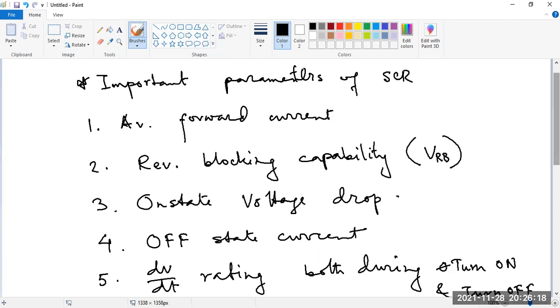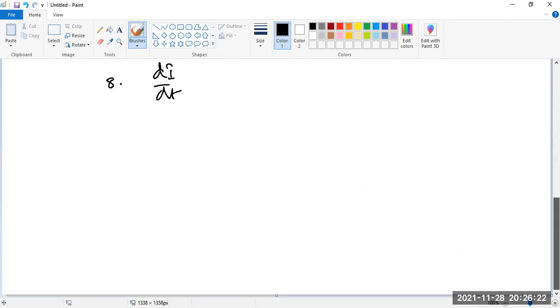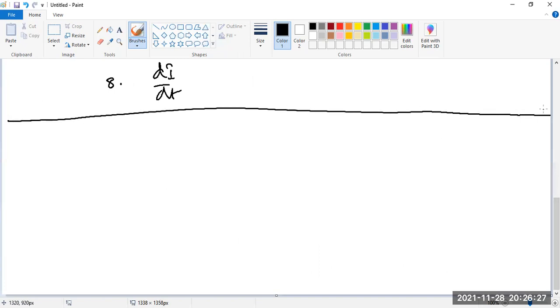Now, before going into the gating circuit, we should know what are the requirements for the gating circuits.